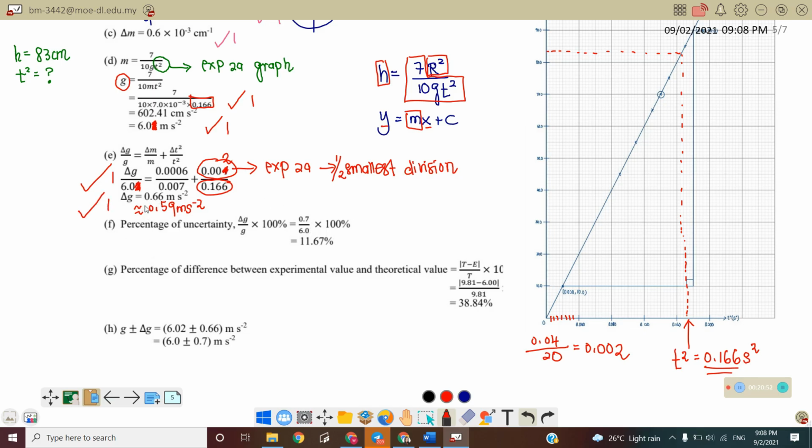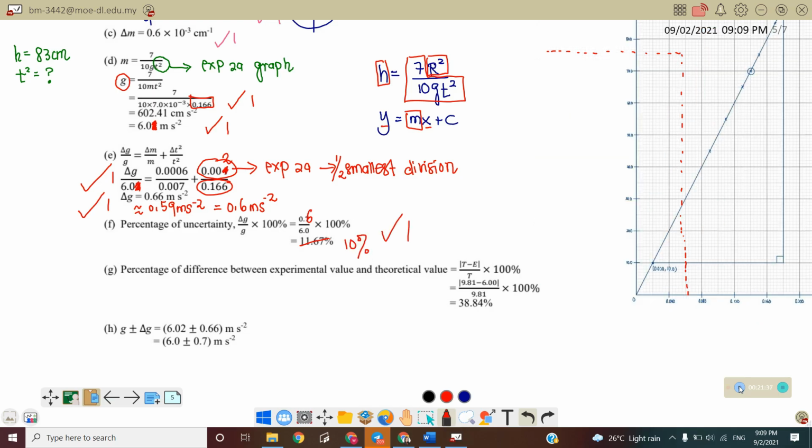The delta g, because it is already rounded off, so 0.7 over 6. Actually it's 0.6, over 6 times 100%. When we round off, it will come to 0.6 meter per second square. So this one is 0.6 over 6 times 100%, you will get 10%. So this is actually 10%.